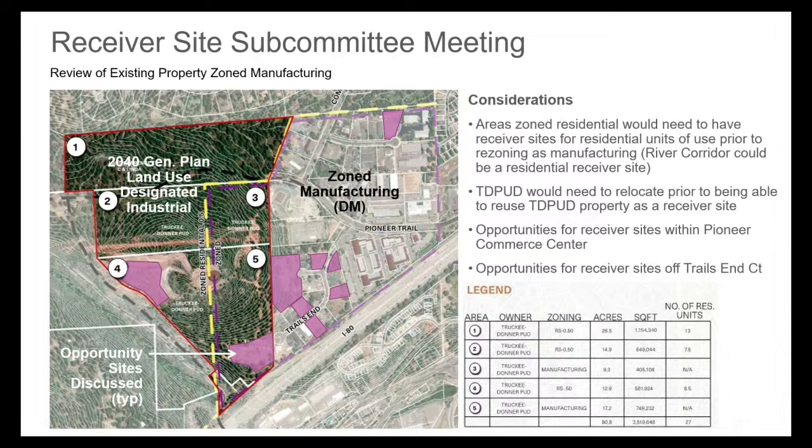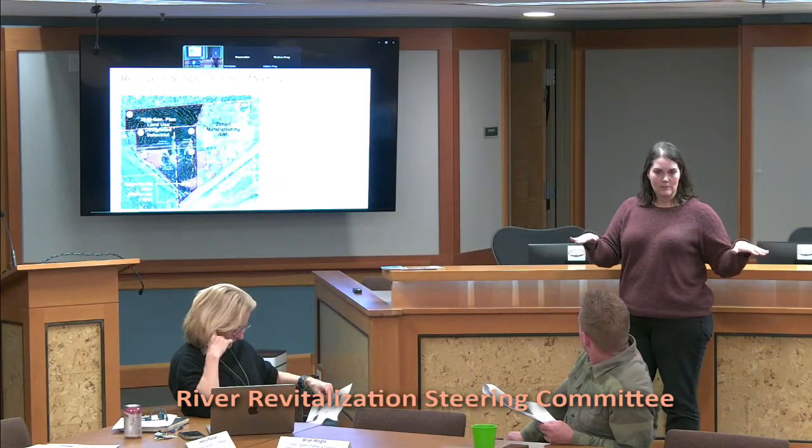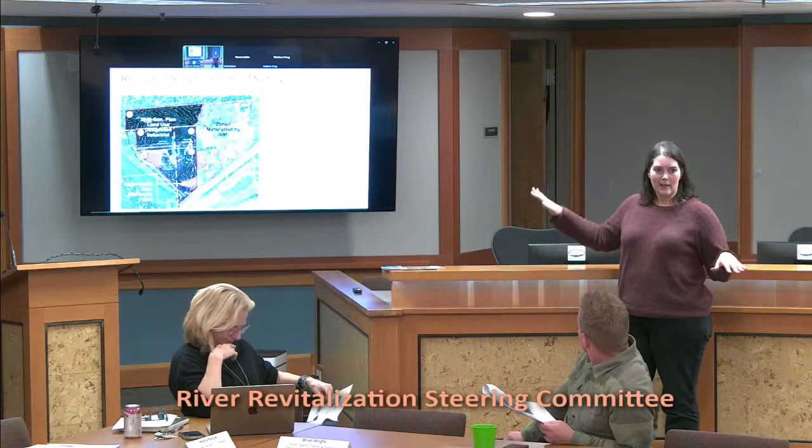I think as we look at the TDPUD property that's on the western side of this map, the piece there is that if that use moves, that's another sort of puzzle piece that would need to move, right? The TDPUD use would need to move to another location. That area that's zoned in residential would then have to find a receiver site for those uses, and then that could be used.